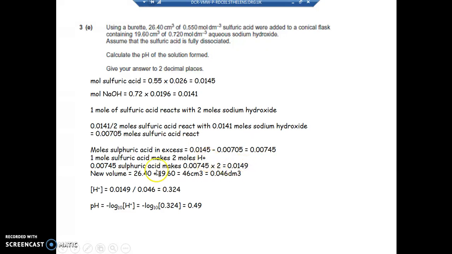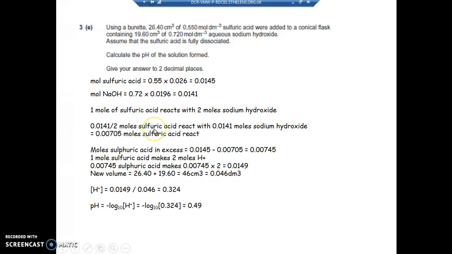A new volume, 26.4 added to 19.6, is 46 centimeters cubed, or 0.046 decimeters cubed if we divide it by 1000. So I've got the moles of H+, I've got the volume of the solution. So concentration is moles, 0.0149, divided by 0.046, the new volume. 0.324, that's my concentration of H+. Minus log 10 of it, 0.49. A very low pH, but that's okay.